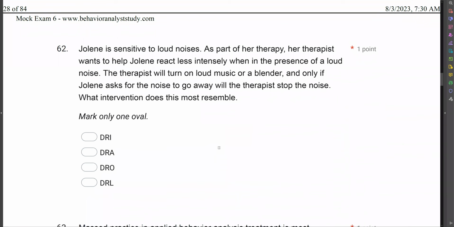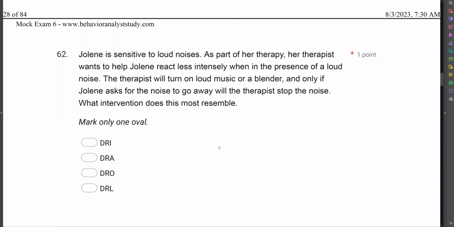And then 62, Jolene is sensitive to loud noises. As part of her therapy, her therapist wants to help Jolene react less intensely when in the presence of a loud noise. The therapist will turn on loud music or a blender, and only if Jolene asks for the noise to go away will the therapist stop the noise. What intervention does this most resemble?